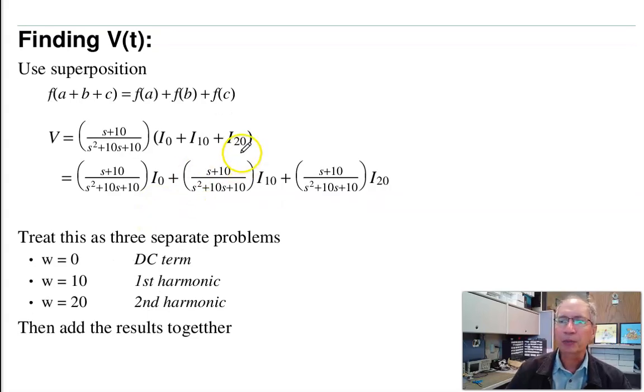Treat that as 3 separate problems. I'm going to find the output, assuming the input is DC. Find the output, just using the 10 radians per second term. Find the output for the 20 radians per second term. Add them all together. That's my voltage.